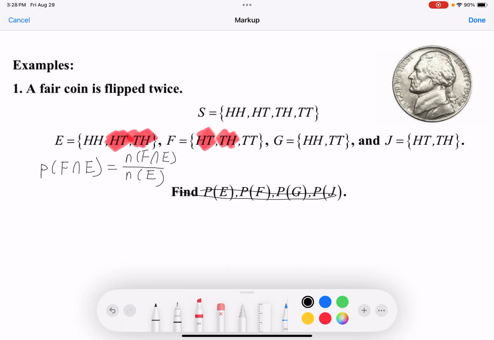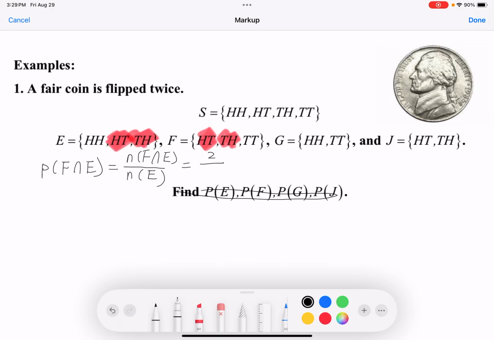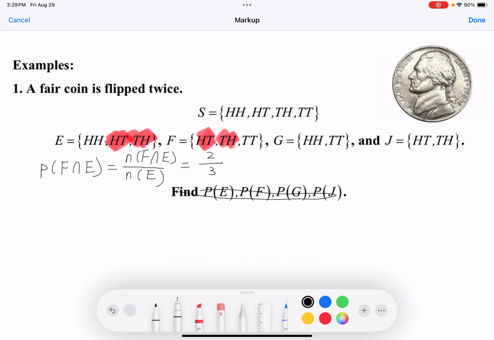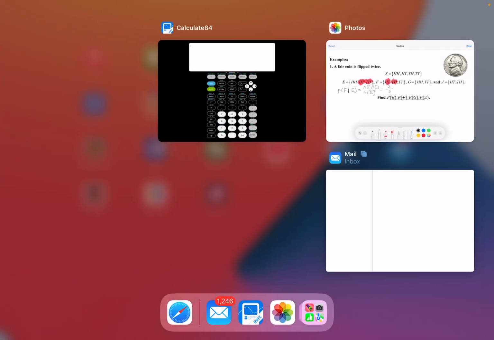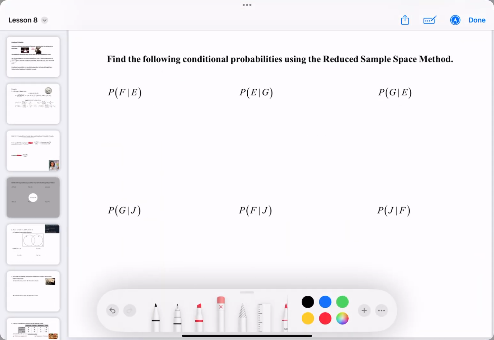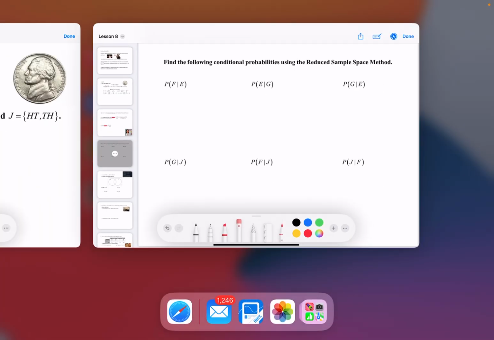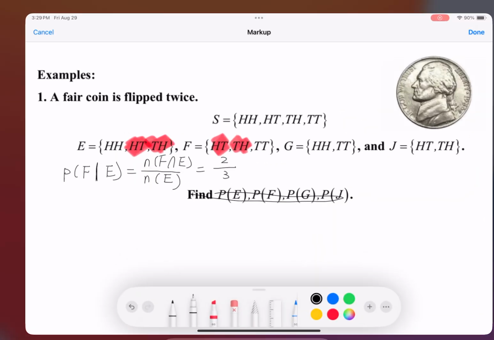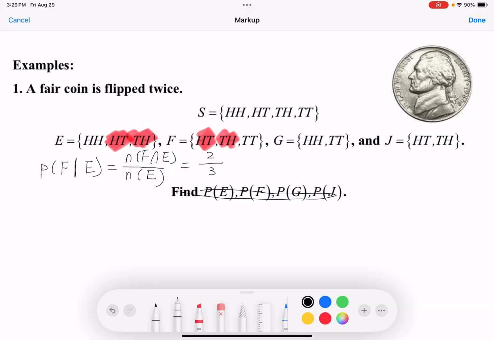TH, we have two elements. So on the top, we are having 2. The bottom, N of E, how many elements in the E? We have 3. So P, sorry, I copied the wrong question. This is given, the bar. Let me double check my question is P of F given E. Let me go back, check if I have copied everything correct. Yes, this is P of F given E.